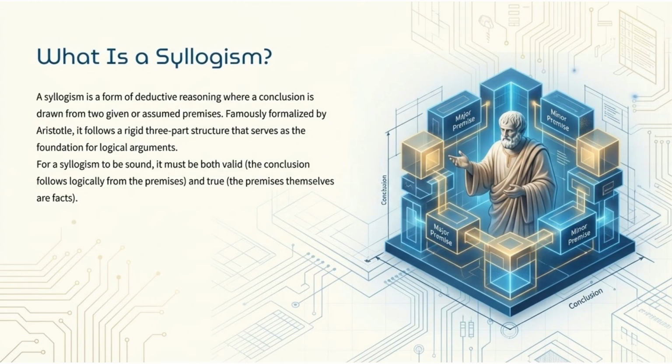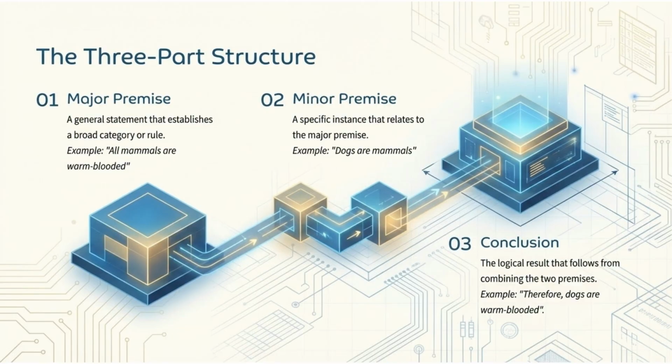A syllogism is a form of deductive reasoning, following a rigid three-part structure to draw a conclusion from two premises. For an argument to be sound, the conclusion must logically follow from the premises, and the premises themselves must be true. The structure consists of a major premise, a general rule, and a minor premise, a specific instance relating to the major rule. Combining these two logically yields the conclusion.